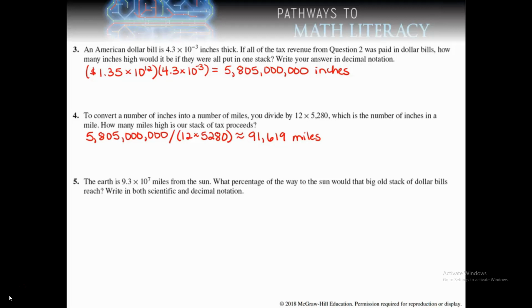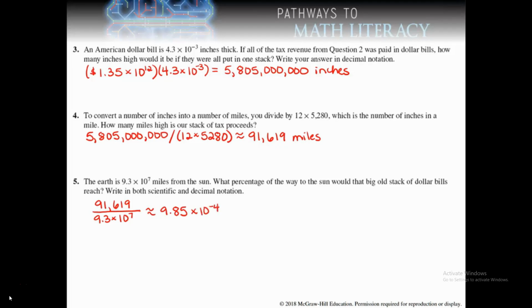And then in number five, the Earth is 9.3 times 10 to the seventh miles from the Sun. So what percentage of the weight of the Sun would our stack of dollar bills be? So we'll take our 91,619 miles and divide it by 9.3 times 10 to the seventh miles. Be sure in your calculator to either use the scientific notation button or put parentheses around the bottom there. And when you divide that out, you get about 9.85 times 10 to the negative fourth.